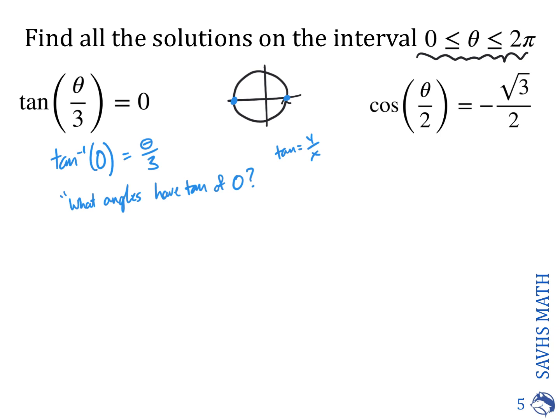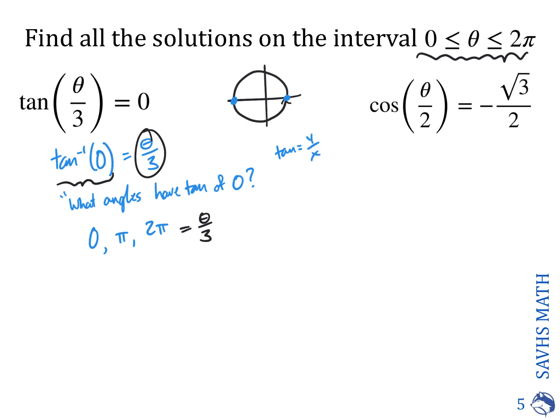So what angles have tangent of 0? Well, 0 has it, and then we had pi, and I'm also going to include 2 pi for now, and maybe we'll see why in a second. These are the angles that have tangent of 0, and this is what's equal to theta over 3 now. So I took this theta over 3, asked this question, and figured out that these are some of my answers.